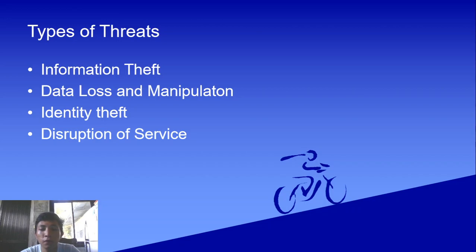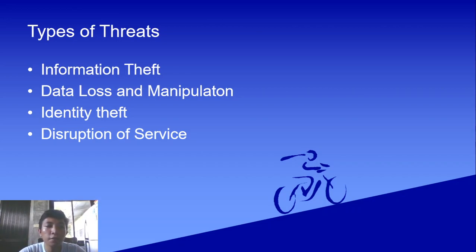Intruders can gain access to a network through software vulnerabilities, hardware attacks, or through guessing someone's username and password. So these are the types of threats: information theft, data loss and manipulation, identity theft, disruption of service or DoS, and many more.